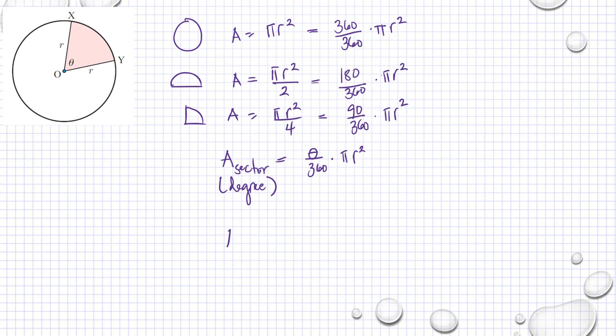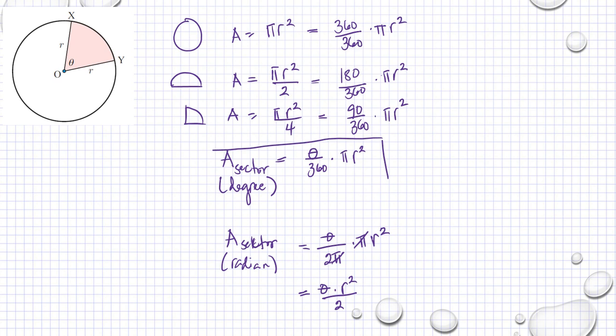How about the area of a sector in radian measure? Then we have theta divided by 360 equivalent to 2 pi, multiplied by pi r squared. Then pi will become 1. Then we have theta multiplied by r squared divided by 2. It's good to remember the formula, but it's also good to remember where they come from.